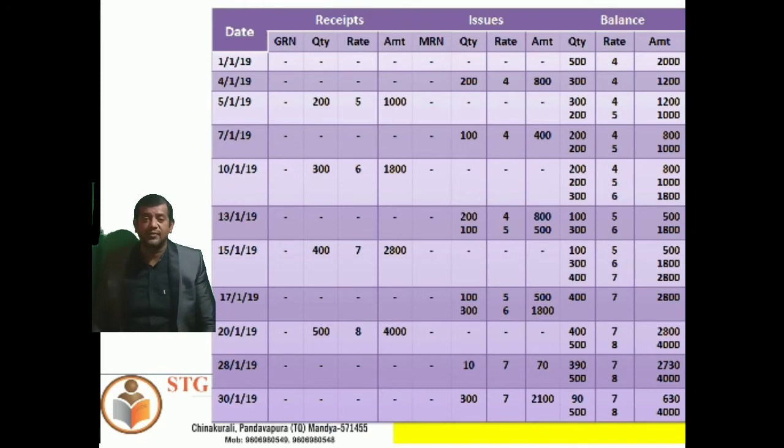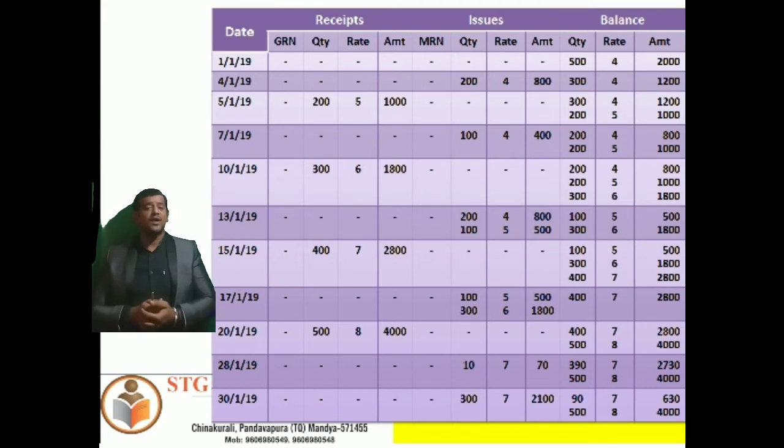Quantity 200 units, rate 5 rupees. So 200 into 5, amount column will be 1000 rupees. Under issues column, MRN nil, quantity nil, rate nil, amount also nil. In the balance column, 300 remains the same: 300 into 4, 1200, and 200 into 5, 1000 rupees.